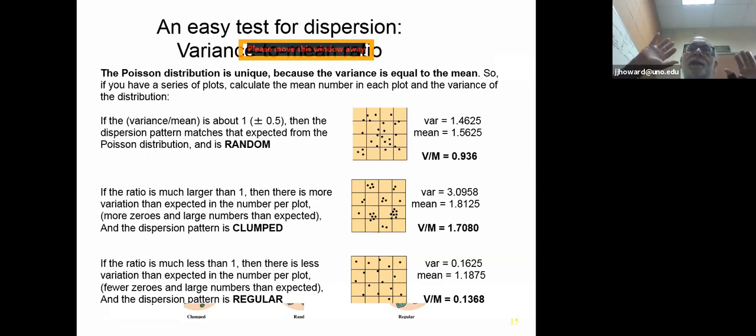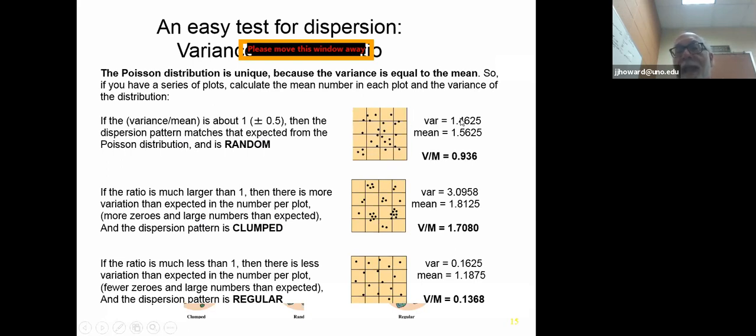So I don't care if you understand how to statistically test these things for the lecture. That's something that our labs did and had a little more time to work that through. What I want you to know is what a random, a clumped or aggregated or regular dispersion pattern is, what it implies, and how you would detect it using the variance to mean ratio.